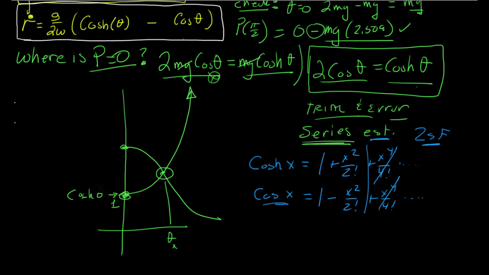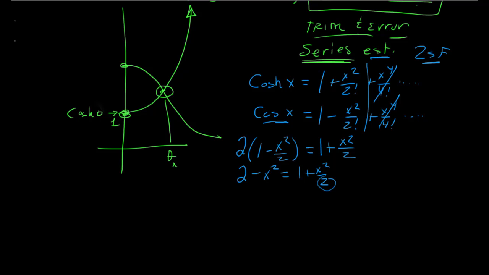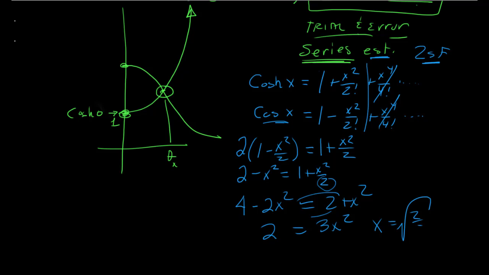So cosine needs to be multiplied by 2. So we'll have 2 times 1 minus x squared on 2 equals 1 plus x squared on 2, which will give us 2 minus x squared is equal to 1 plus x squared on 2. We can multiply through by 2 again, and we'll get 4 minus 2x squared equals 2 plus x squared. Bringing this over, we'll get 2. Bringing that over to here, we'll get 3x squared. So x is the square root of 2/3.